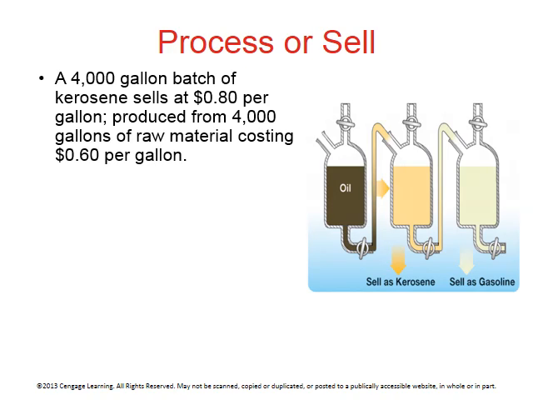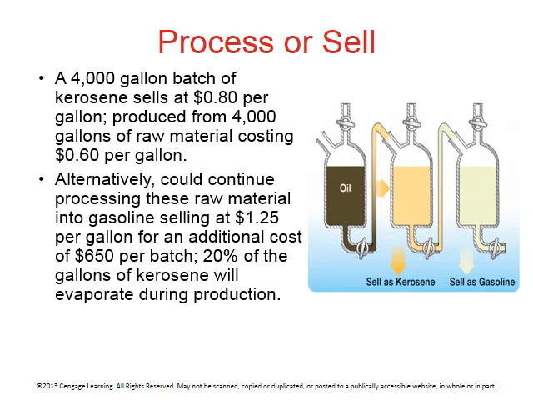So let's look at process further or sell as is. A 4,000 gallon batch of kerosene sells at 80 cents per gallon, produced from 4,000 gallons of raw material at 60 cents a gallon. We could continue processing into gasoline, which costs us $1.25 a gallon, which would be another $650 a batch. But we're going to lose 20% of the gallons of kerosene during this extra production. So do we keep processing it or do we sell it as kerosene?